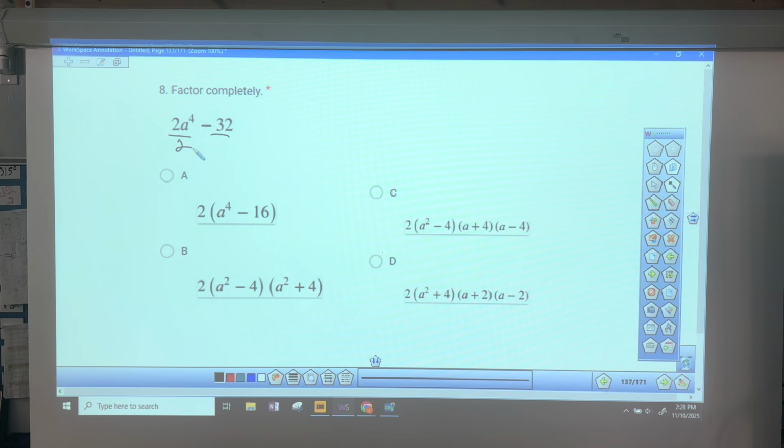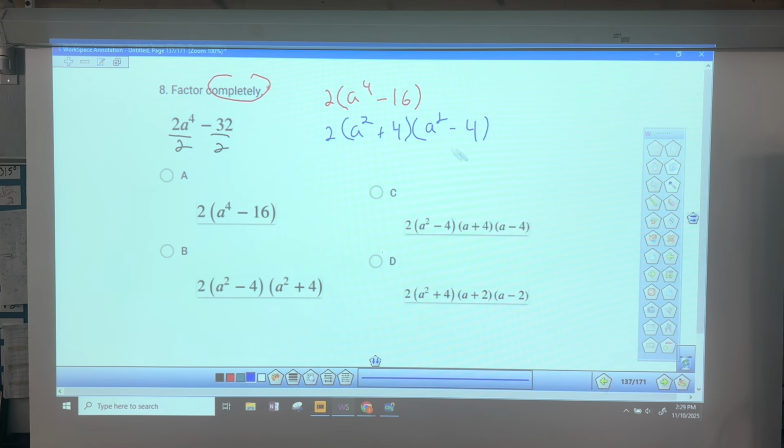So if I factor out the GCF of 2, that would give us 2 times a to the 4th minus 16. And see how these problems give us a little clue there, but it says factor completely. So this isn't factored completely. I could rewrite this as a squared times a squared equals a to the 4th, and then 4 times 4 equals 16, plus or minus. Don't forget to bring down that 2.